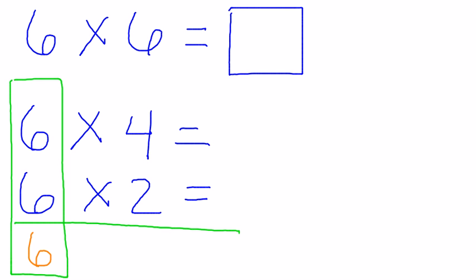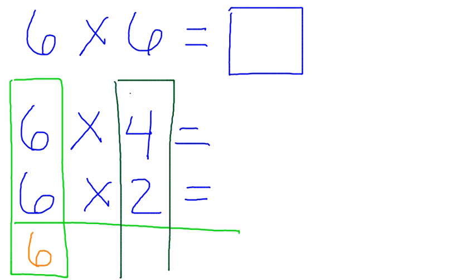Alright, now we have the second row of numbers and we need to add them together. So 4 plus 2 is 6. So ultimately, this should be 6 times 6 as well. All right, so let's go 6 times 4. We know that 4, 8, 12, 16, 20, 24.